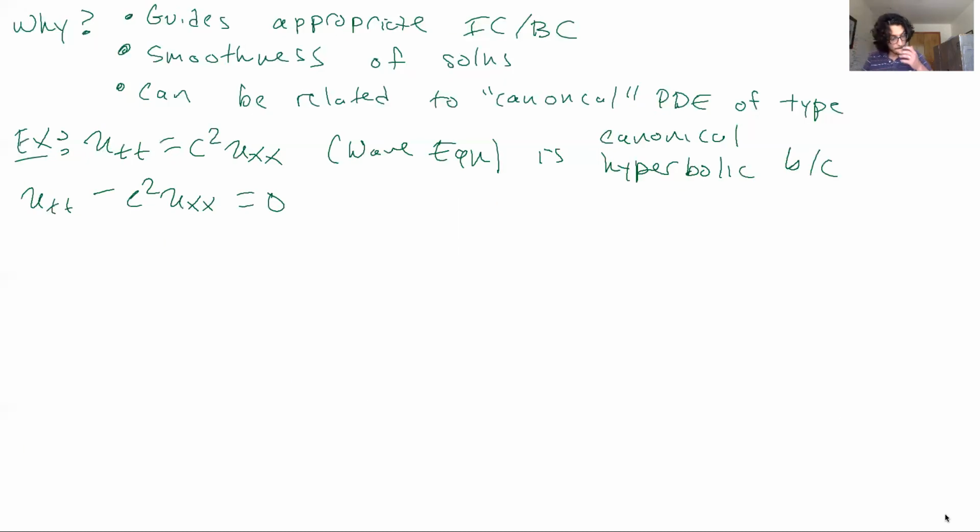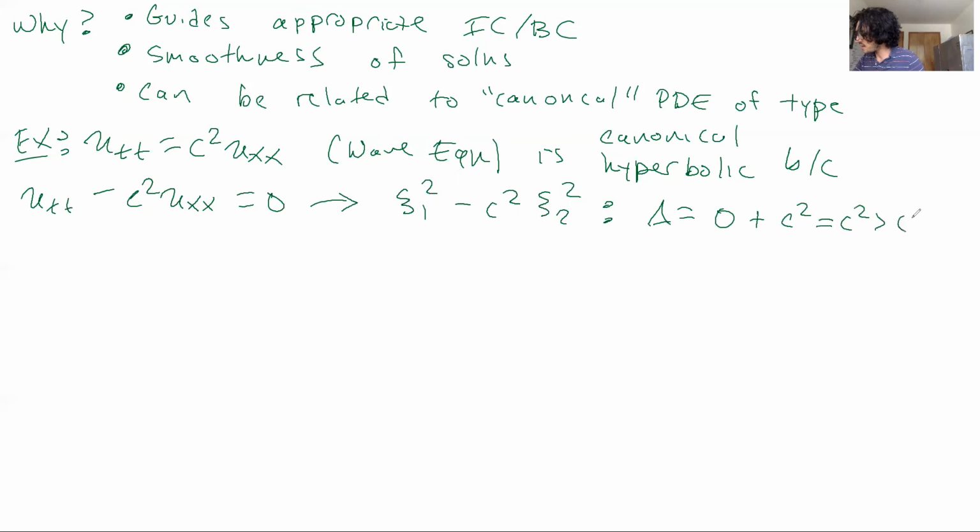So replace u_yy with u_tt. And so if we just apply our theory from the last page, we have xi1 squared minus c squared xi2 squared is our principal symbol. So lambda is equal to 0, because b is 0, plus c squared. And this is equal to c squared, which is greater than 0. So any other hyperbolic PDE tends to behave like the wave equation, with some caveats.